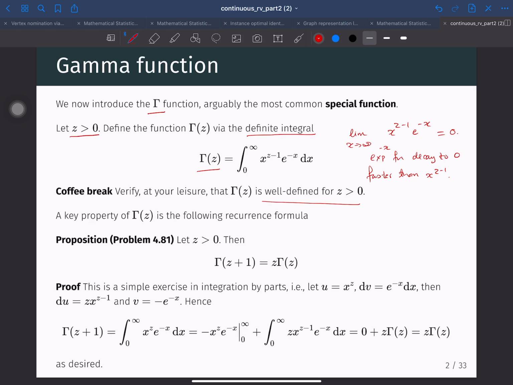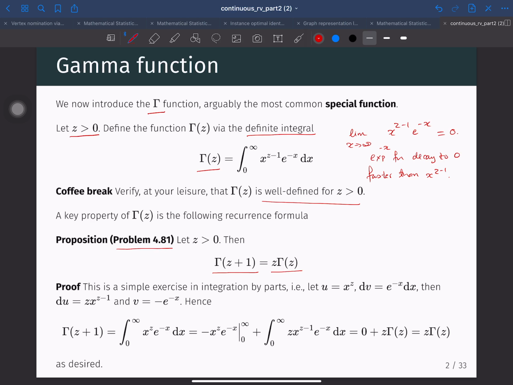So a key property of gamma z is the following recurrence formula, which says that gamma z plus 1 is the same as z gamma z. So this proposition is problem 4.81 in your textbook. So please take a look at that problem, just for comparison. So this result here is a simple exercise in integration by parts.